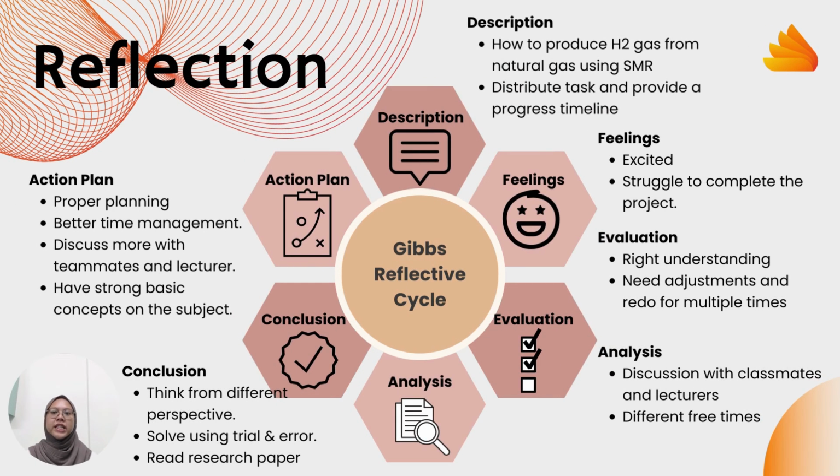Thank you. Throughout the whole process of completing the integrated design project, there are a few things that we can reflect on. Firstly, for the first aspect, what we can reflect on is how we can produce hydrogen gas from natural gas using steam methane reforming technology. Since it is not an easy task and requires a lot of research, we decided to distribute tasks and provide a timeline for our progress.